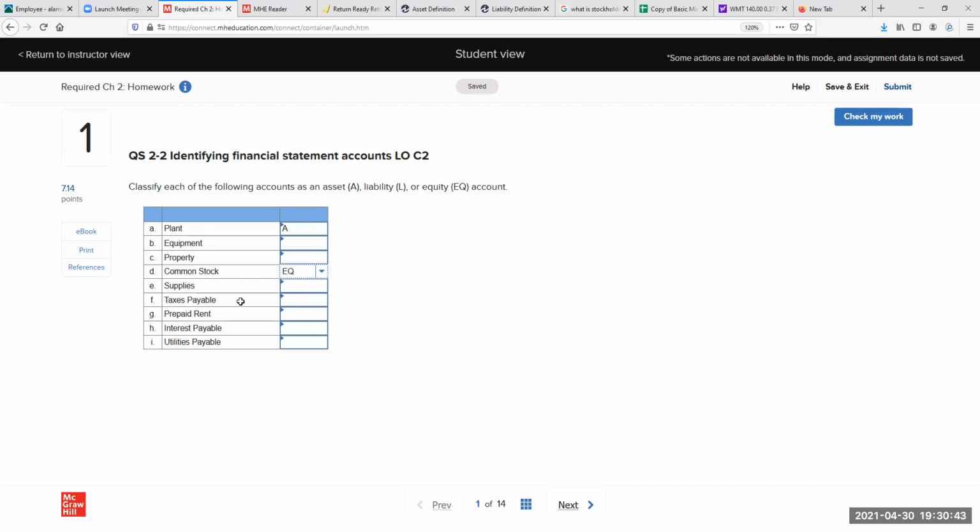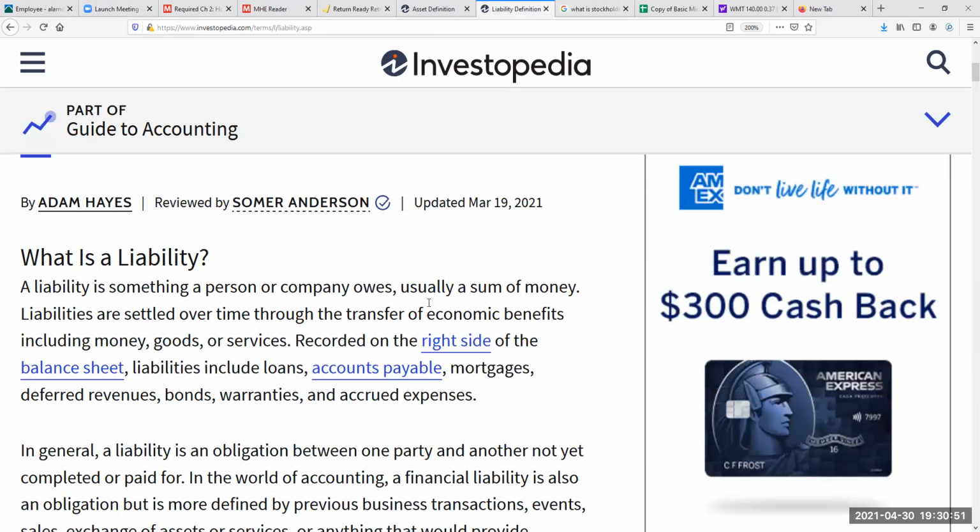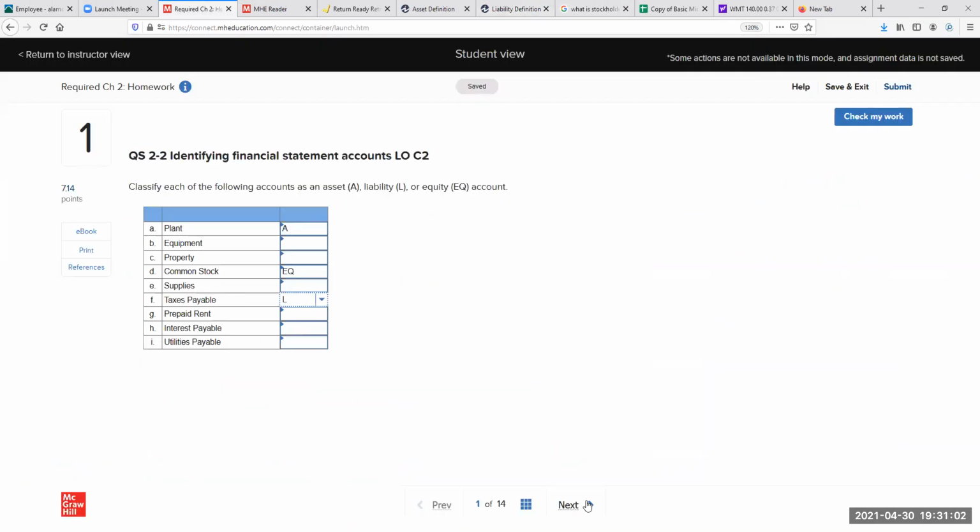So you have the idea now. Well, let's do one more, payable. Here, a payable, it's a liability. What is a liability? A liability is a sum a person or company owes, usually a sum of money. Liabilities are settled over time through the transfer of economic benefits, including money, goods, or services. All right, so y'all should be able to solve the rest of that one.